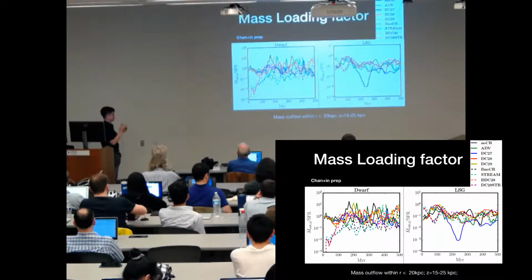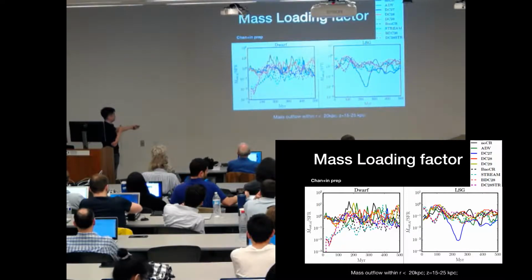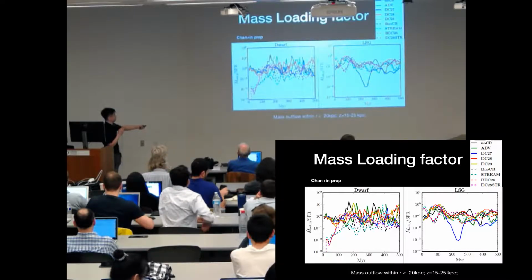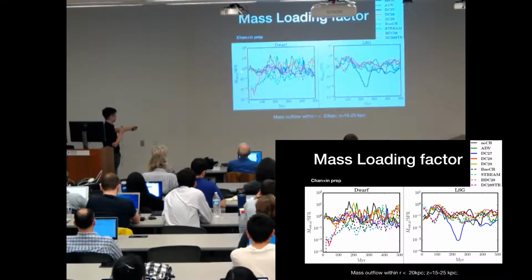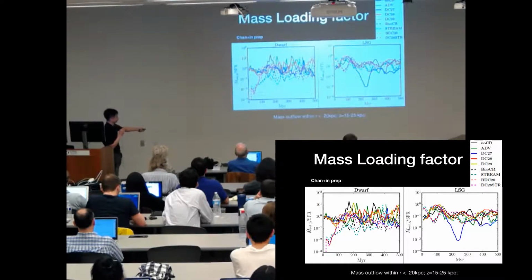Although it does make a big impact on the phase structure of the galactic wind, the mass loading factor is quite similar in the dwarf galaxy and in the Milky Way mass galaxy. We see around maybe 1 in the dwarf galaxy and around 0.1 in the Milky Way galaxy. But for 3 times 10 to the 27, because there is a suppression of star formation, it is a little bit lower in mass loading.